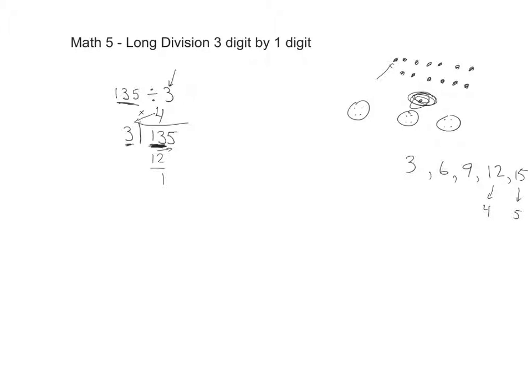Now here's the next step. The next step is you bring down the next number, which is 5. This is like when you were at the bank, and in this case you had 1 tens piece left over. You took it to the bank and you got 10 ones pieces. But we already had 5.